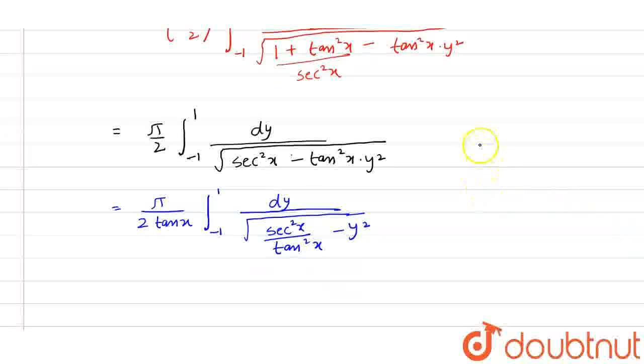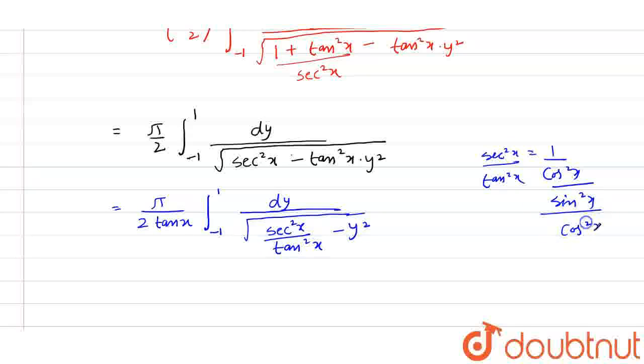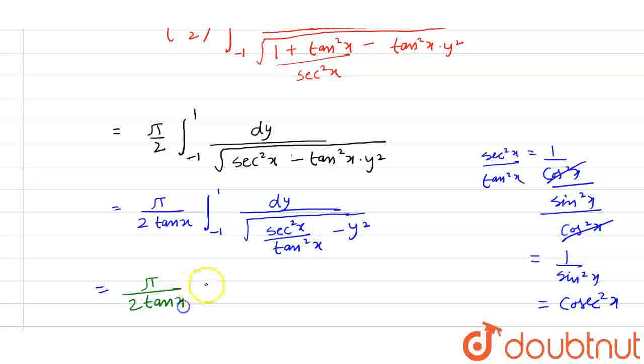We know that sec square x is equal to 1 upon cos square x, and tan square x is equal to sin square x upon cos square x. Now this cos square x and this cos square x cancel. We get 1 upon sin square x, which is equal to cosec square x. Now by putting this value here, we get pi upon 2 tan x integration minus 1 to 1 dy upon root cosec square x minus y square.